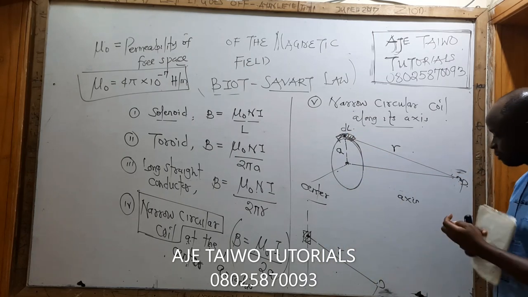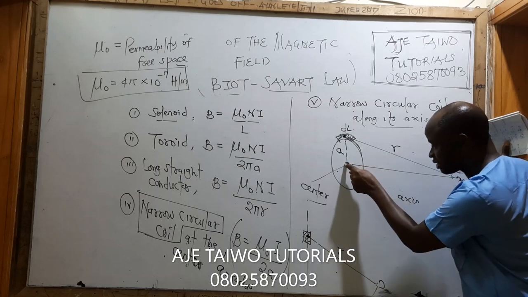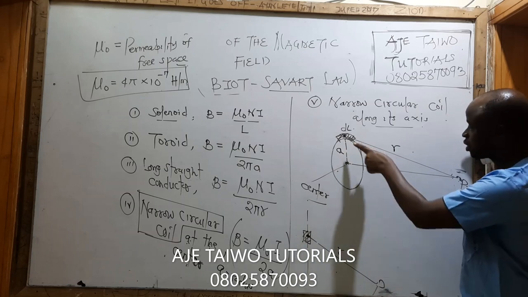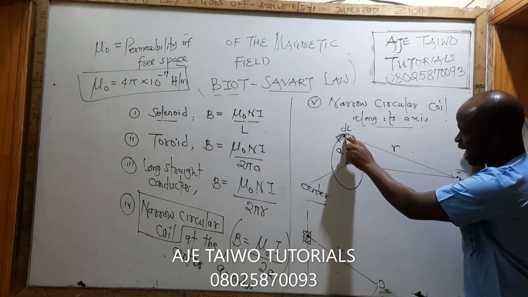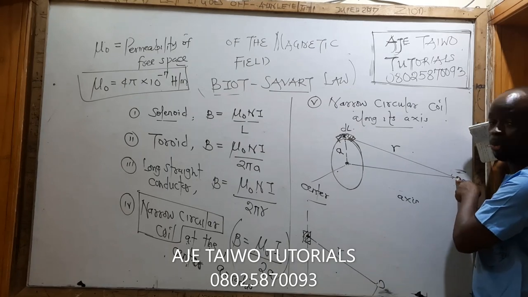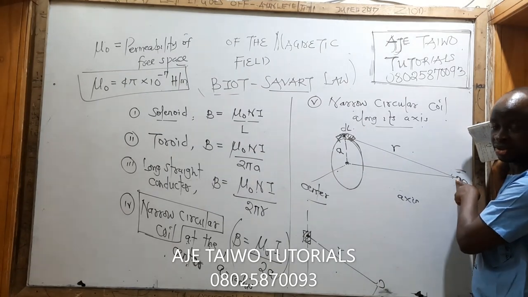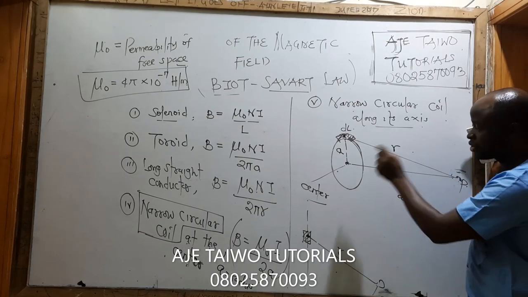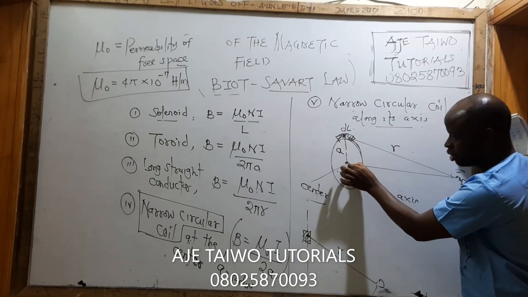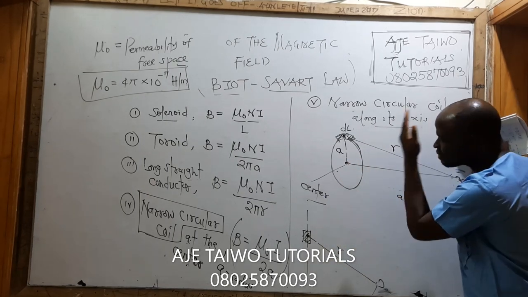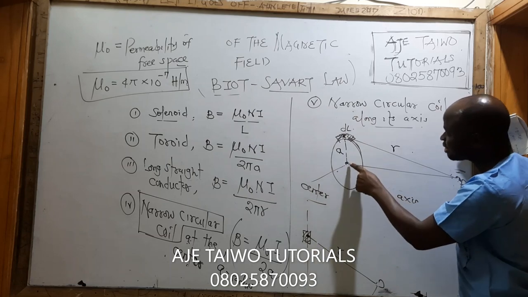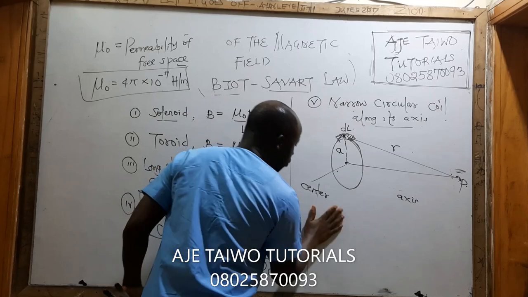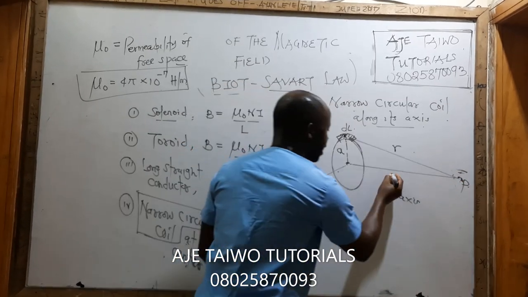Now, hold on please. The axis of the coil is this. This is called the axis of the coil. This is the center of the coil. This is just a distance from an element I'm considering to any point P in space. Anyone that stands here experiences a magnetic field. If you stand here, you experience a magnetic field. There are now two fields. The magnetic field you experience at the center is this. But the magnetic field you experience when you stand here, let's call it X.